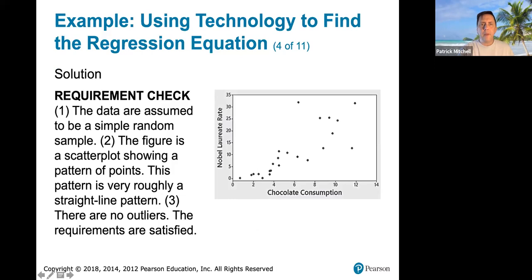Okay, for checking the requirements, the data is assumed to be a simple random sample. The figure is a scatter plot showing a pattern of points. This pattern is very roughly a straight line pattern. You can kind of imagine a straight line passing through those points. And there are no outliers, so the requirements are satisfied.